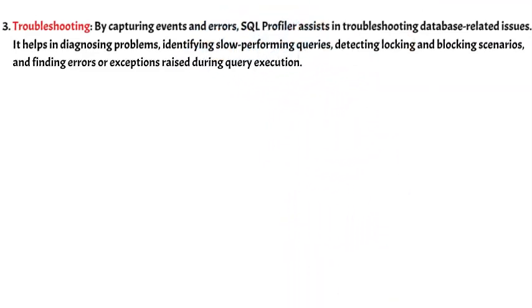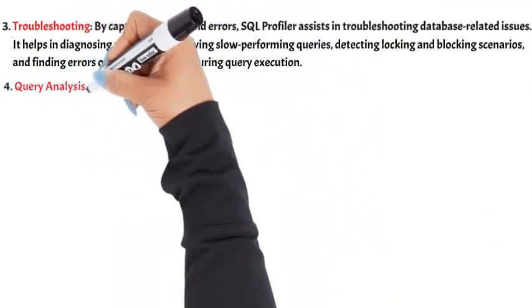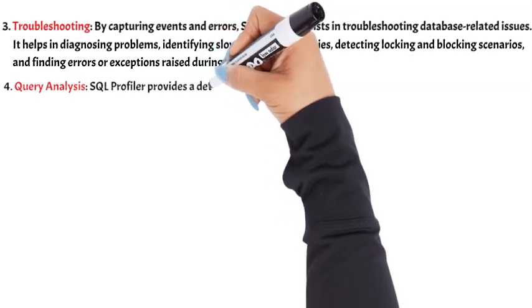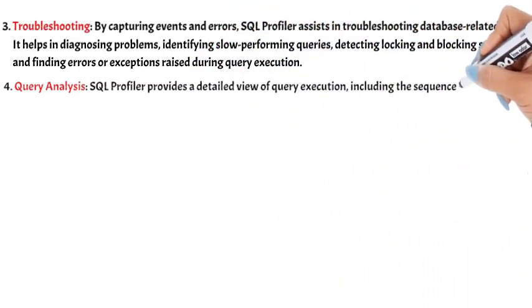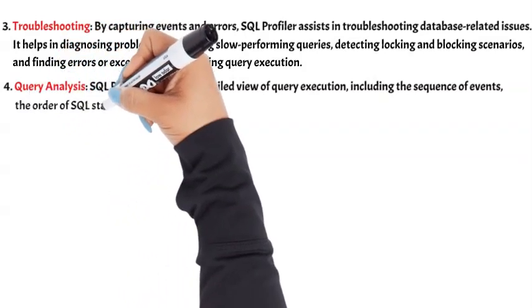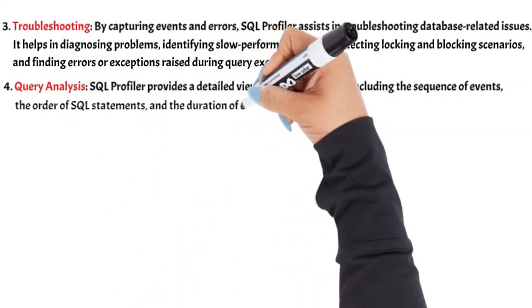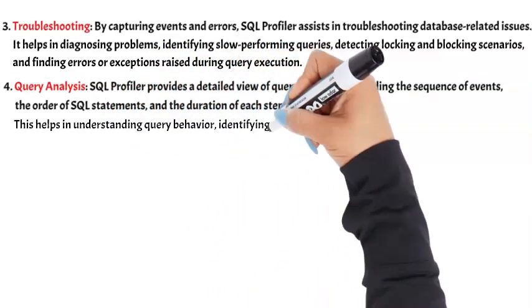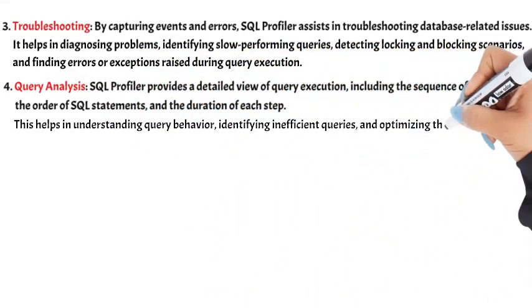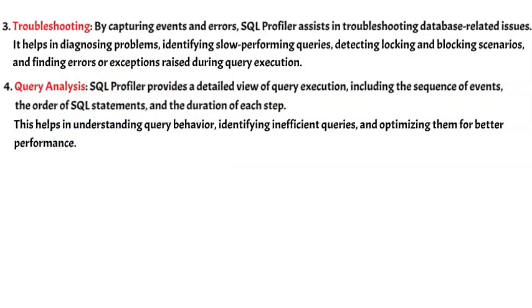It helps in diagnosing problems, identifying slow-performing queries, detecting locking and blocking scenarios, and finding errors or exceptions raised during query execution. 4. Query analysis. SQL Profiler provides a detailed view of query execution, including the sequence of events, the order of SQL statements, and the duration of each step. This helps in understanding query behavior, identifying inefficient queries, and optimizing them for better performance.